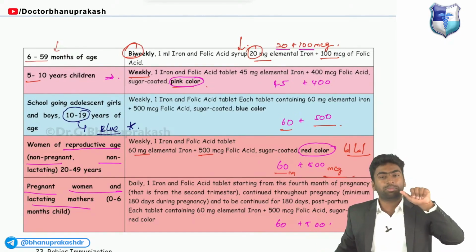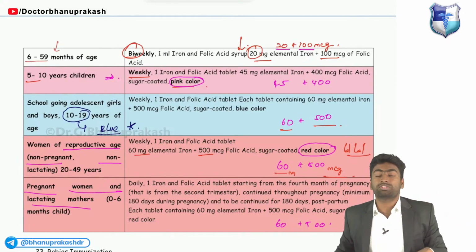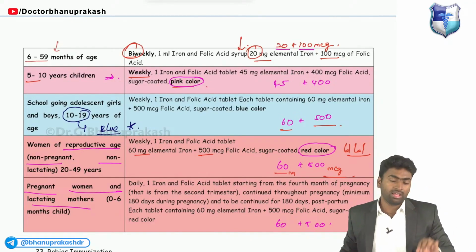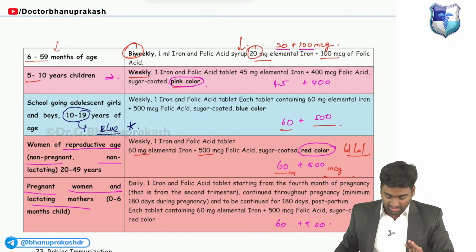And the next one, the reproductive age females along with pregnant and lactating females, will use red color tablets with 60 milligrams of iron and 500 mcg of folic acid. Okay, just remember this much.